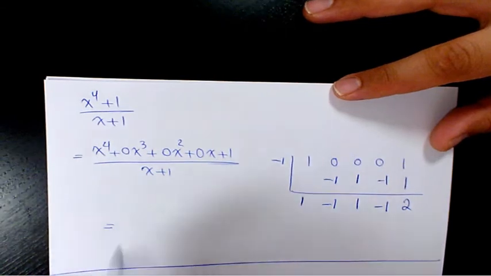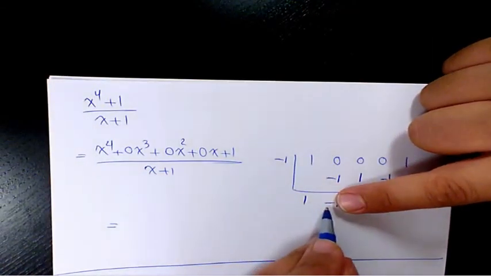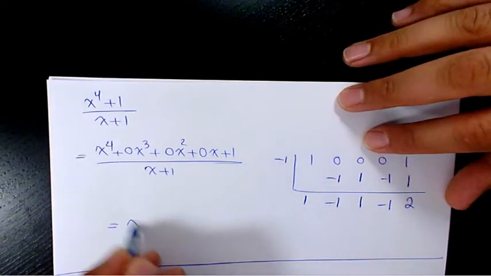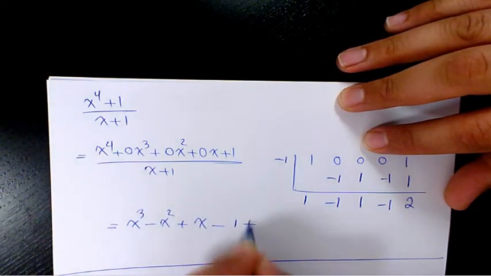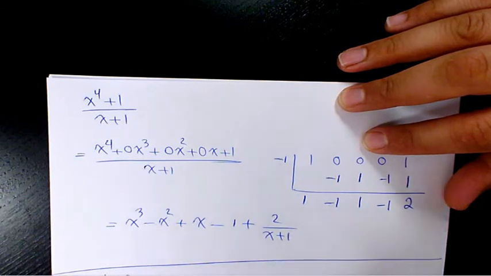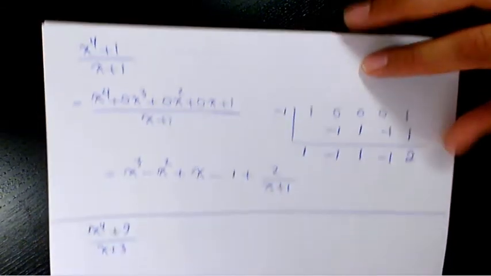So the answer is going to be x to the power of 3, 2, 1, and 0. So x cubed minus x squared plus x minus 1 plus 2 over x plus 1. That's how you write it. And remember, the last one is always the remainder.